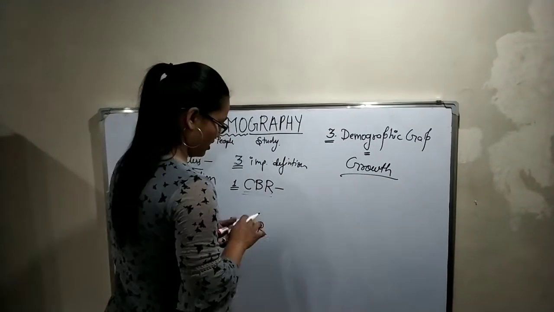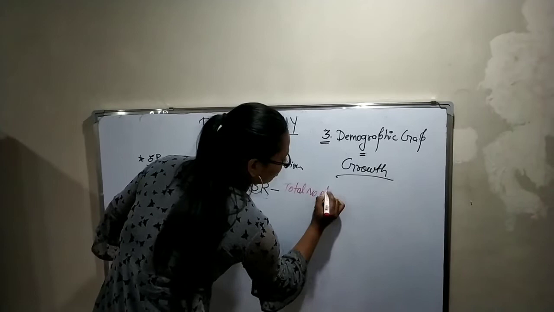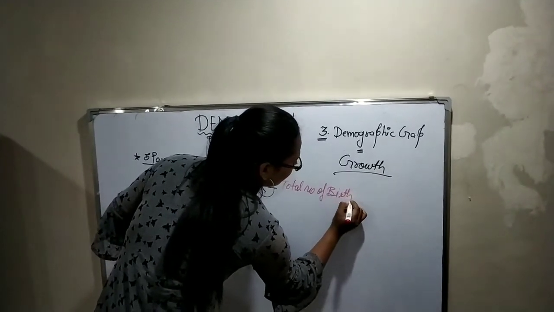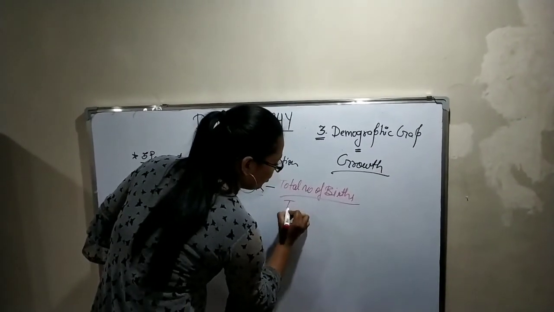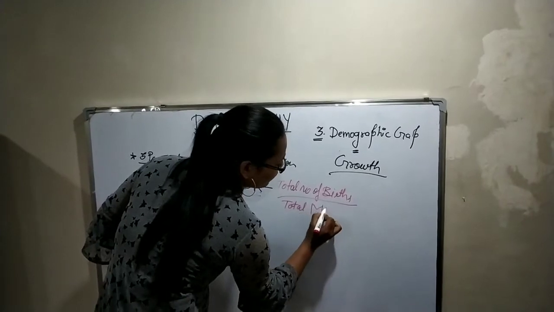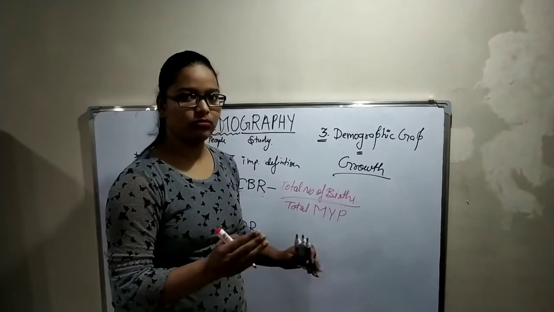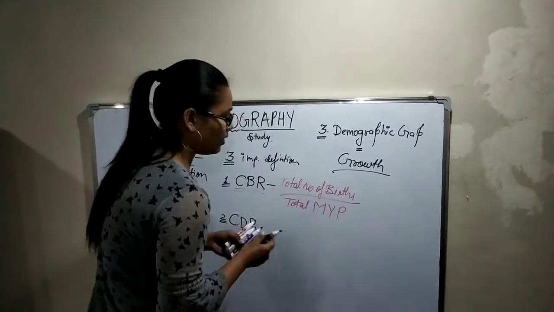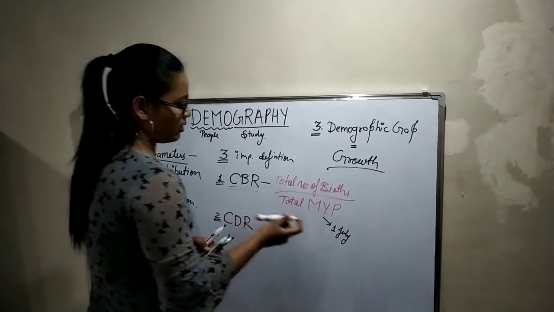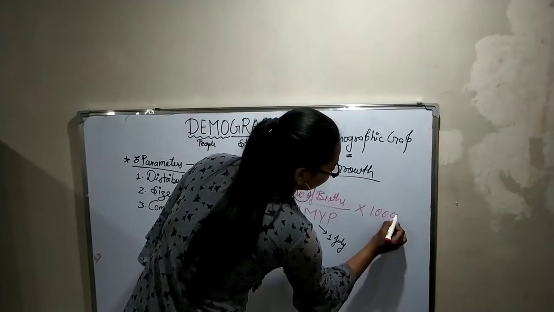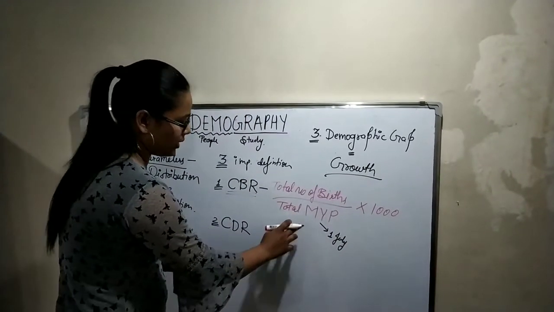Crude birth rate is the total number of births in a country in a year divided by total mid-year population. Mid-year population is what we calculate at half year, that is, the mid-year population is as of 1st of July. Then we multiply it by 1000. Then it will be the formula of crude birth rate. We can calculate by this formula.